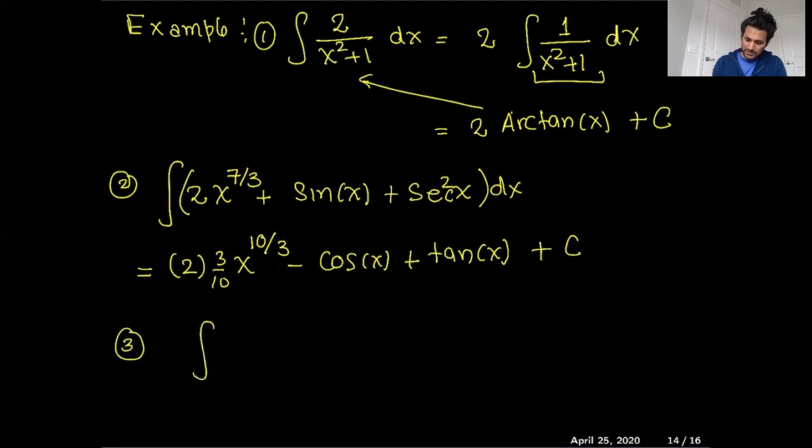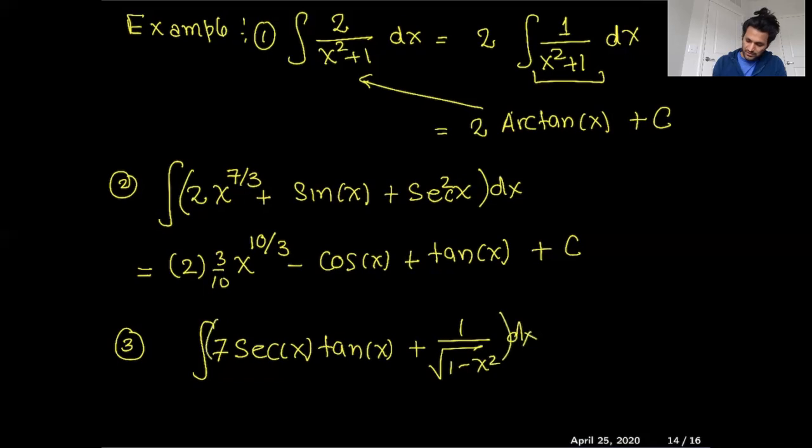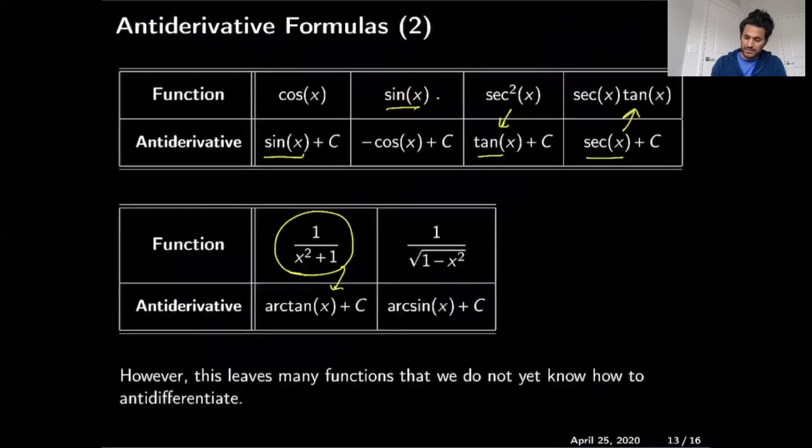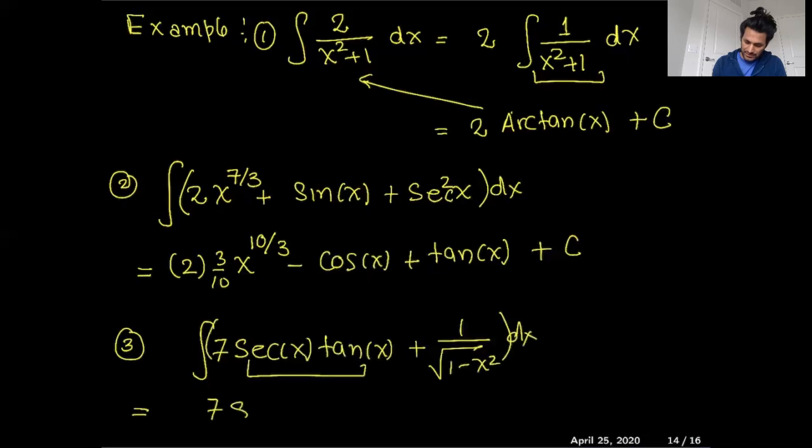What is the antiderivative of 7 times secant x tangent x plus 1 over square root of 1 minus x squared dx? So again, it's all just identifying the formula. This is 7 as it is. The antiderivative of this function, if we look into the formula, is secant x only. So this is 7 secant x. And the antiderivative of the other function is arc sine x plus constant c.